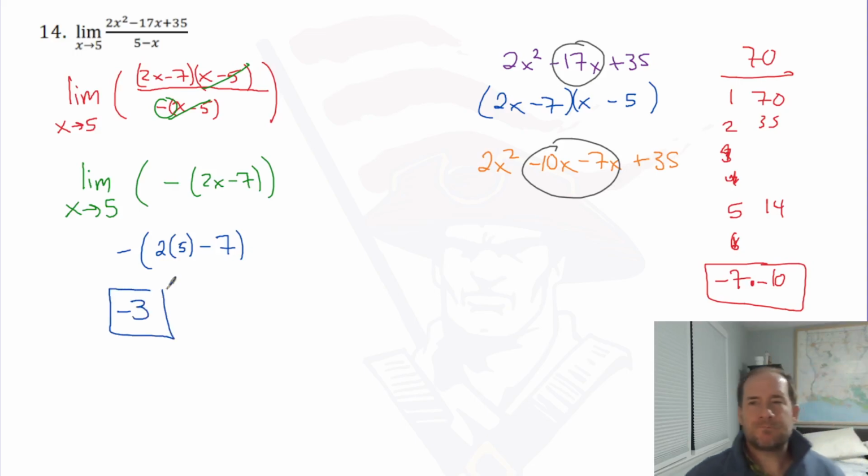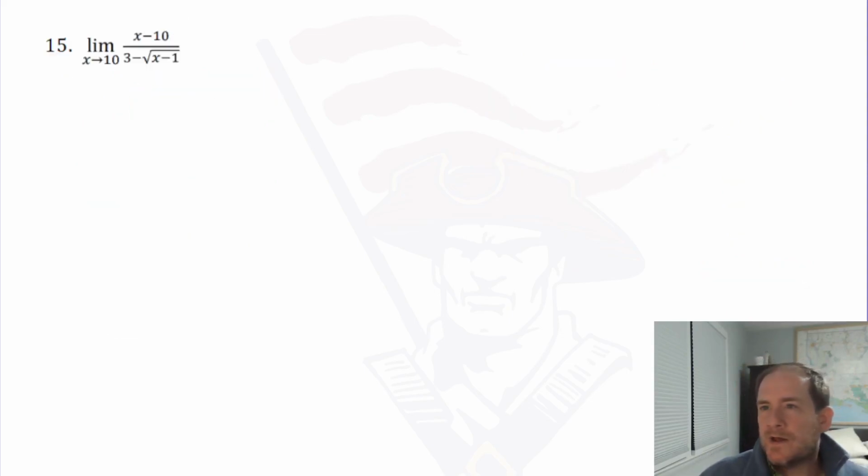And one last problem, number 15. 15 is certainly looking like we have to multiply by the conjugate, but again, never know. Let's plug in 10, see what happens. 10 minus 10 is 0. 10 minus 1 is 9. Square root of 9 is 3. 3 minus 3 is 0. All right, no way around it. Got to use that conjugate.